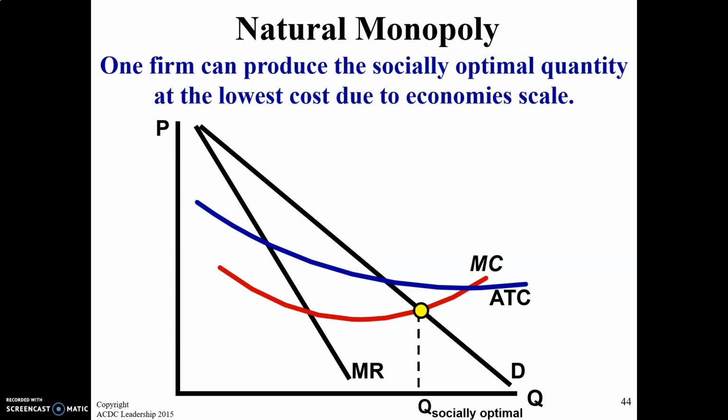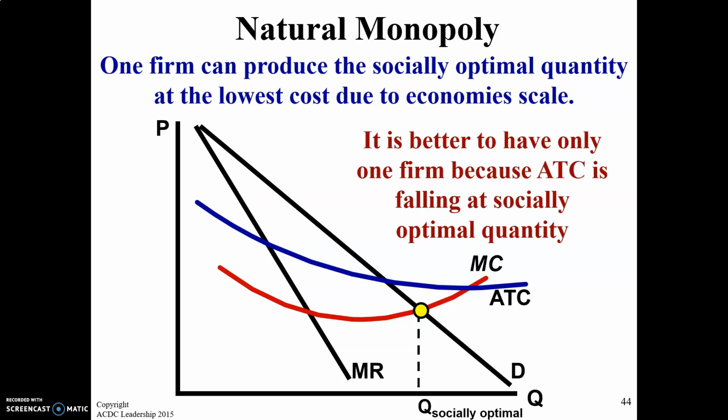So let's talk about a natural monopoly. Things like our electric company. I'll try to go through this fairly quick. You can replay it and go through it a couple times. This is where one firm can produce at the socially optimal quantity. In other words, they can provide the amount of electricity that society wants. Okay.